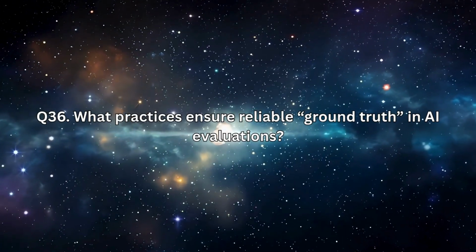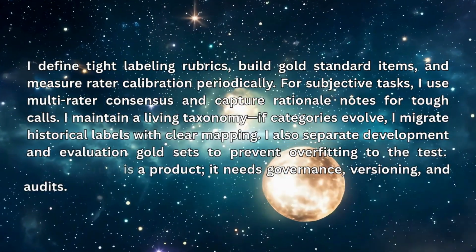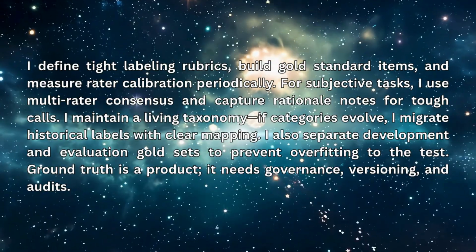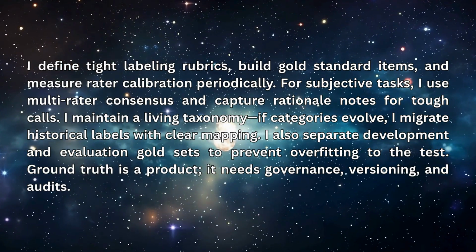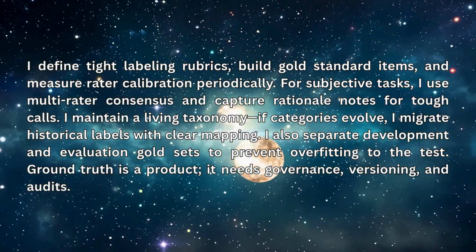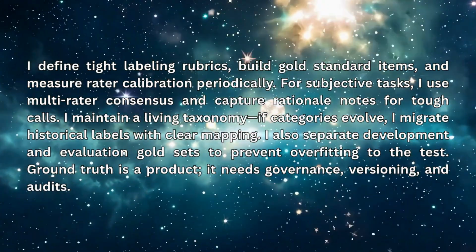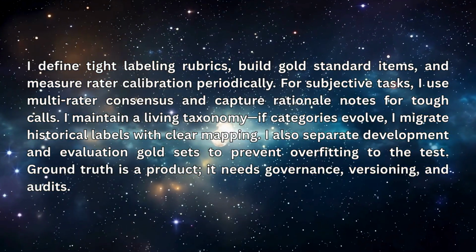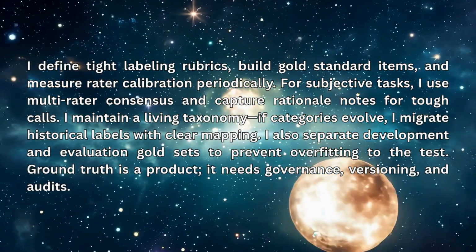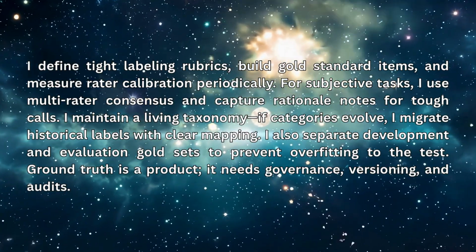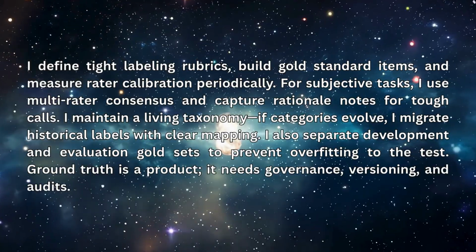What practices ensure reliable ground truth in AI evaluations? I define tight labeling rubrics, build gold standard items, and measure rater calibration periodically. For subjective tasks, I use multi-rater consensus and capture rationale notes for tough calls. I maintain a living taxonomy. If categories evolve, I migrate historical labels with clear mapping. I also separate development and evaluation gold sets to prevent overfitting to the test. Ground truth is a product. It needs governance, versioning, and audits.